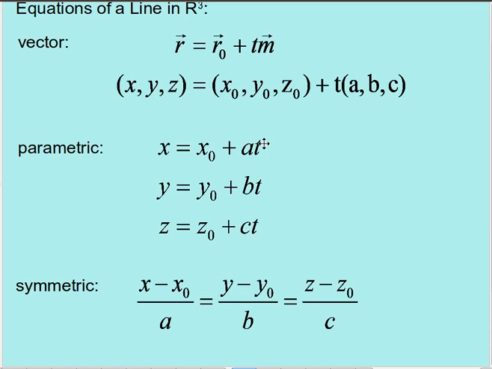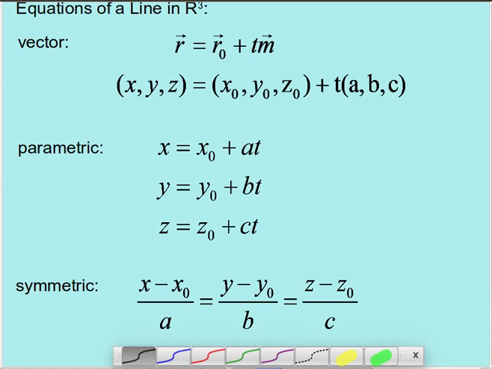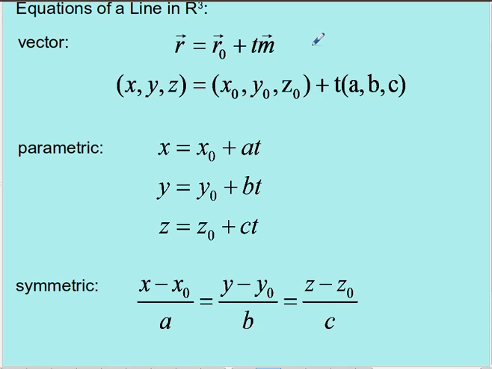And then finally we talked about how you could form what's known as the symmetric equation. The way you would do that is you would isolate each of these parametric equations for t, and you would set them all equal to each other. Now for today's lesson, we're going to be focusing on the vector and parametric equations.